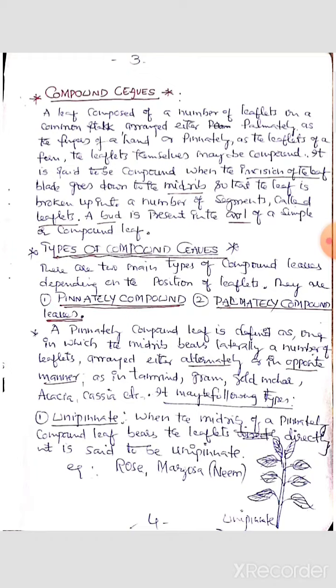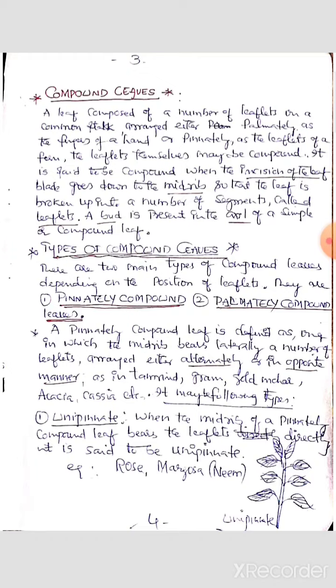That is, a pinnately compound leaf is defined as one in which the midrib bears laterally a number of leaflets arranged either alternately or in opposite manner. Examples you can give are tamarind, gram, gold mohor, acacia, cassia, etc.